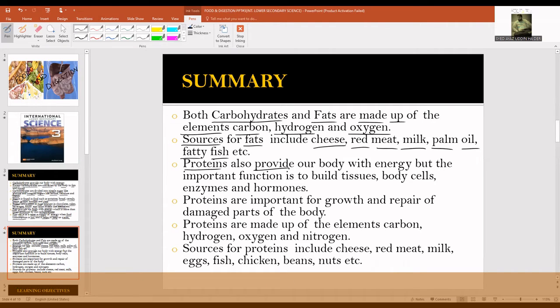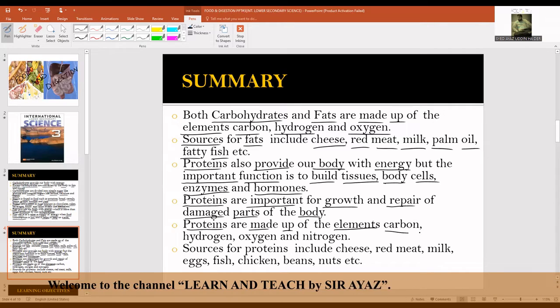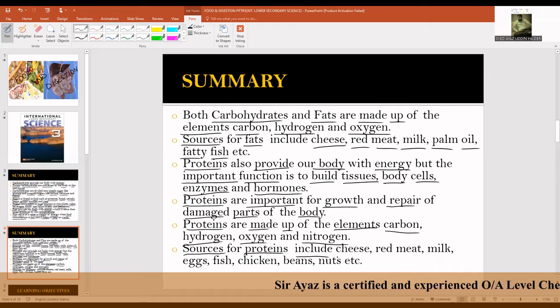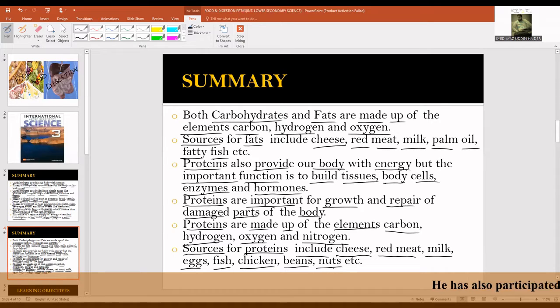Proteins also provide our body with energy, but the important function is to build tissues, body cells, enzymes, and hormones. Proteins are important for growth and repair of damaged parts of the body. Proteins are made up of the elements carbon, hydrogen, oxygen, and nitrogen. Sources for proteins include cheese, red meat, milk, eggs, fish, chicken, beans, nuts, etc.